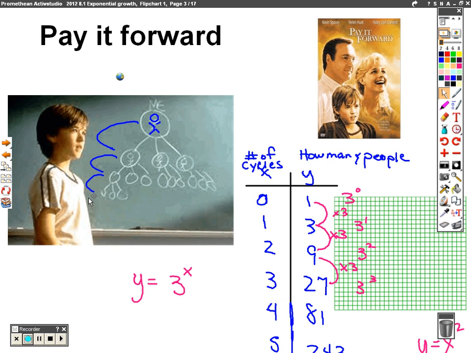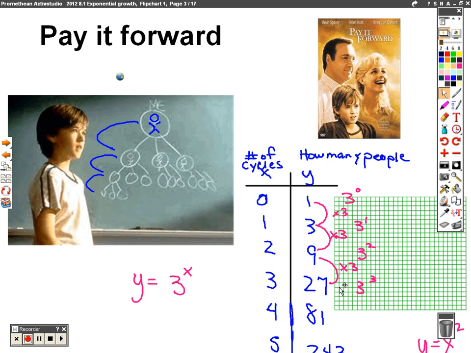So we looked at, okay, well, at the beginning there were zero cycles, we called them, and there was 1 person involved. And then after 1 cycle, there were 3 people involved. And then after 2 cycles, there were 9 people involved. And we looked at, okay, well, what's happening to these numbers? Well, each time we're increasing the degree, in a sense, of my power of 3. So we have times 3 times 3 times 3, and each time we're multiplying again by 3.